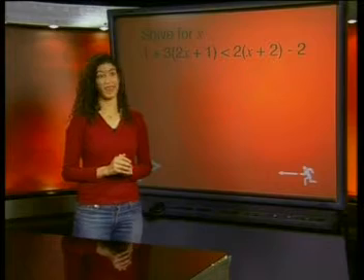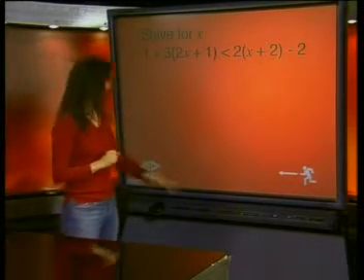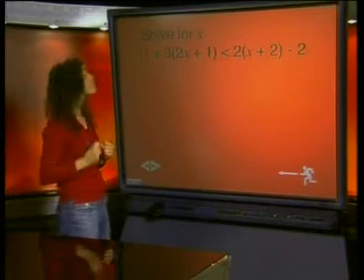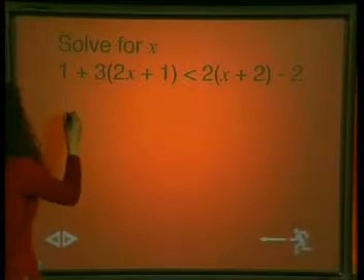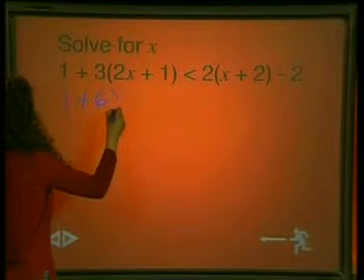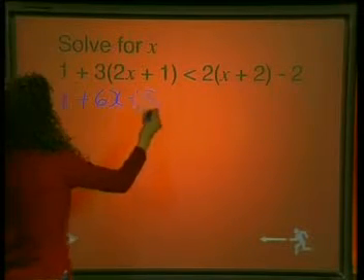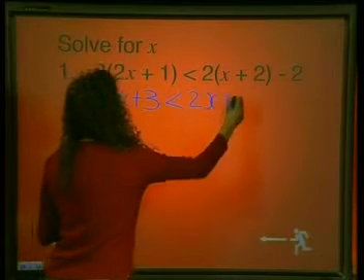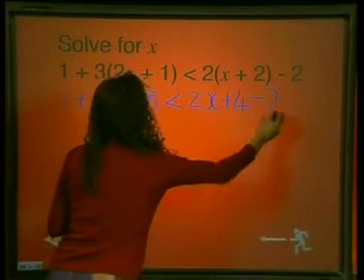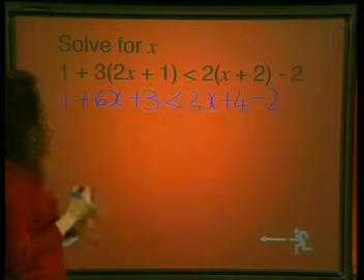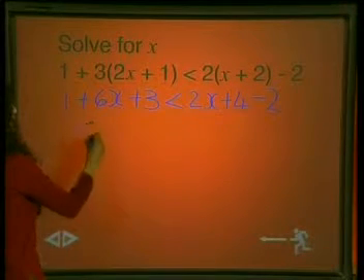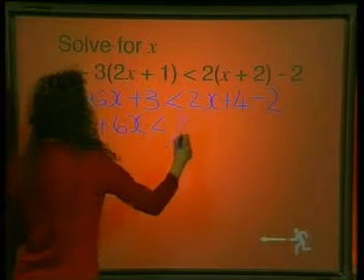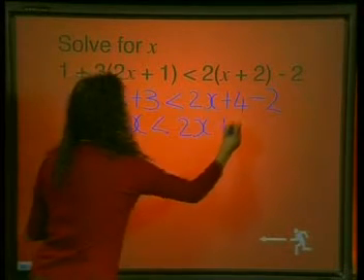Try this one then. Solve for x. Now, the first thing we need to do is get rid of our brackets by using the distributive law. So, 1 plus 6x plus 3 is less than 2x plus 4 minus 2. Now we need to add our like terms on either side. So we get 4 plus 6x is less than 2x plus 2.